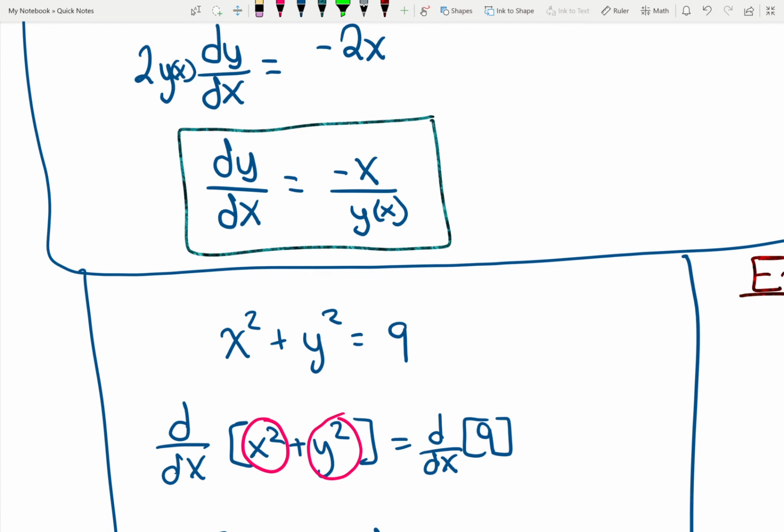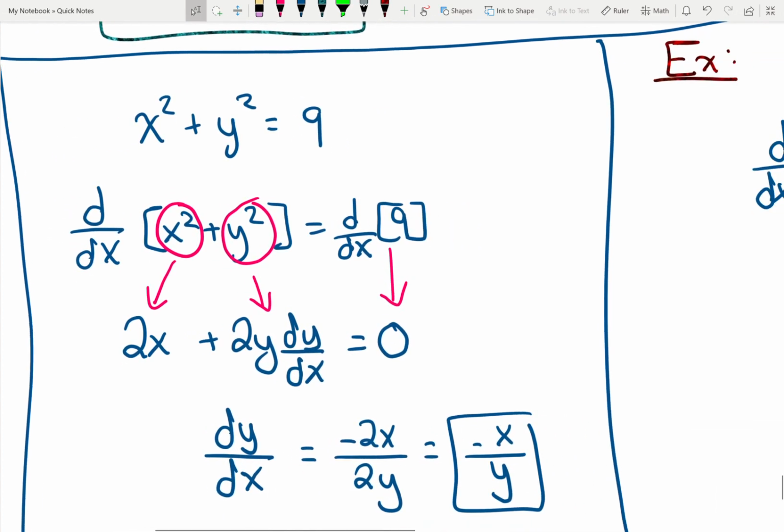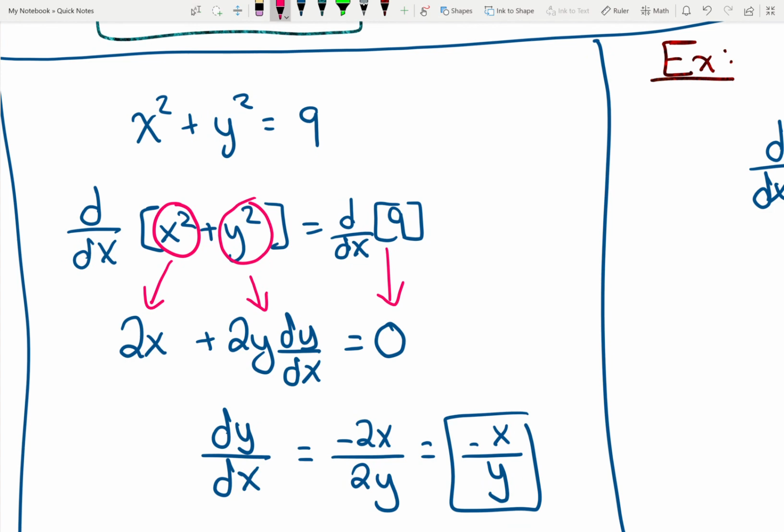But then what I do is I attach a dy dx next to him. See this dy dx? So I differentiate everything normally, like everything is an x. But anytime I differentiate a y term, I multiply it by a dy dx. So this guy differentiates into this. This guy differentiates this. A constant goes to 0. And I just do some algebra to figure out what dy dx is equal to.